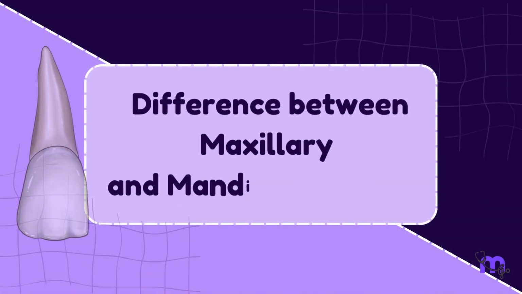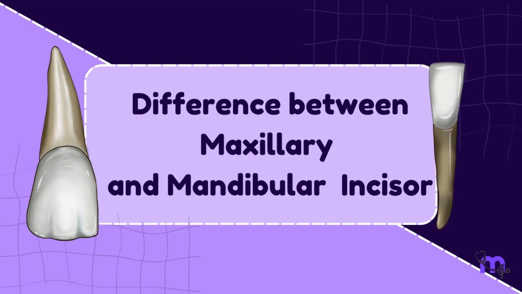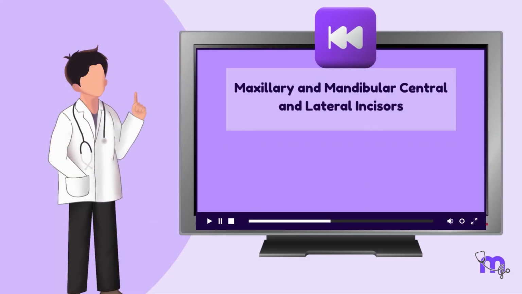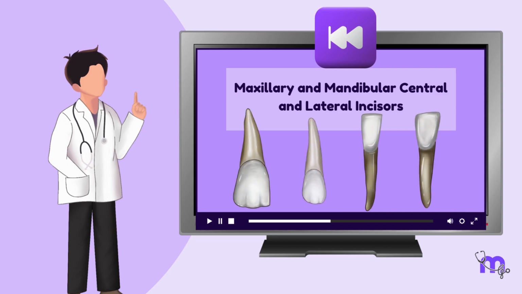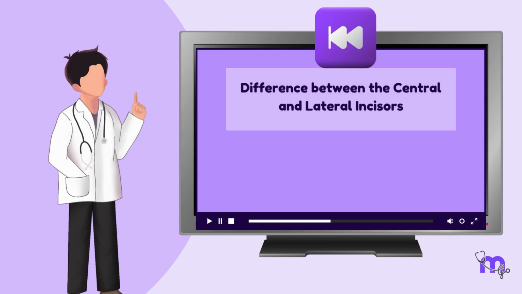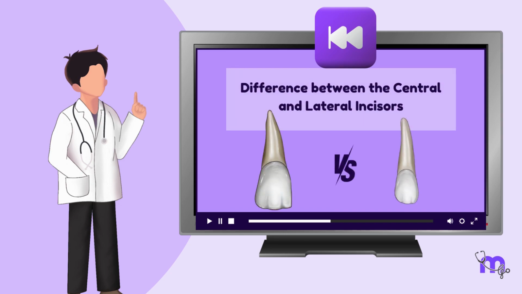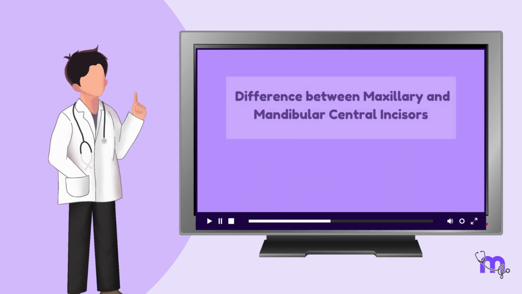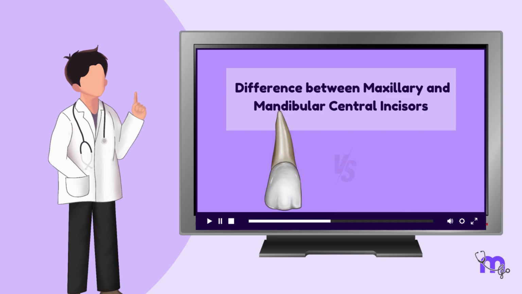Differences between maxillary and mandibular incisors. In our previous videos, we have learned the anatomy of the maxillary and mandibular central and lateral incisors, and also thoroughly explored the differences between the central and lateral incisors within each dental arch. However, we have yet to explore the differences specifically between the maxillary and mandibular incisors themselves.